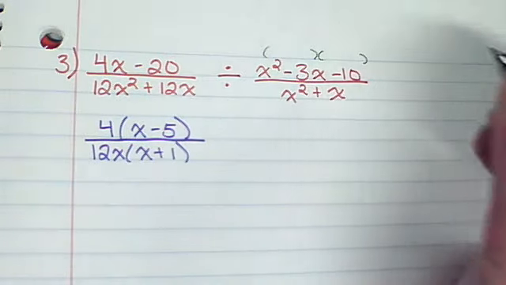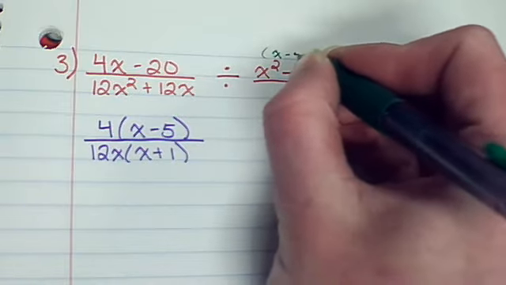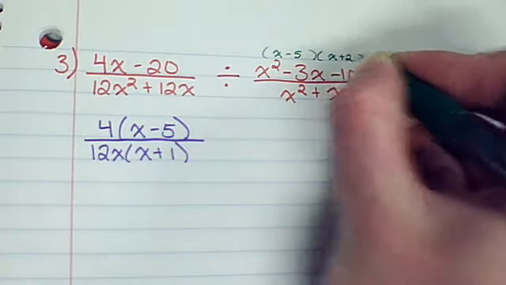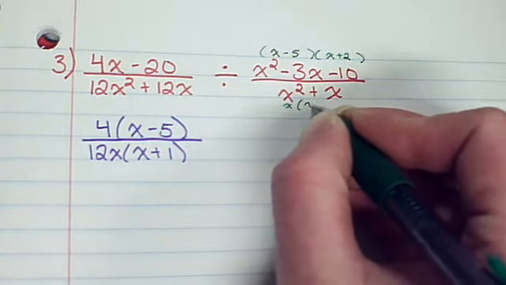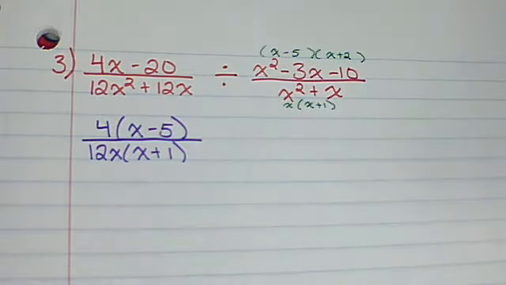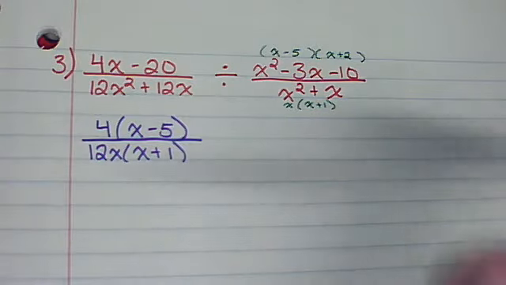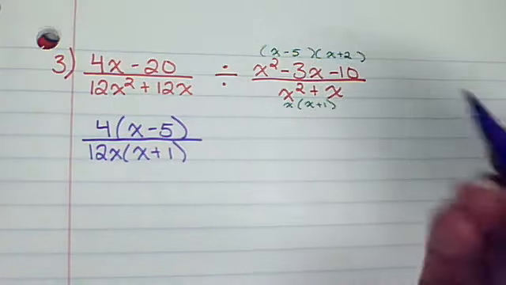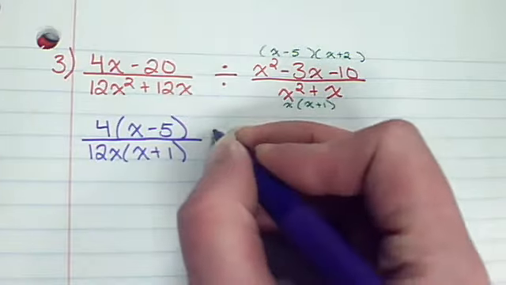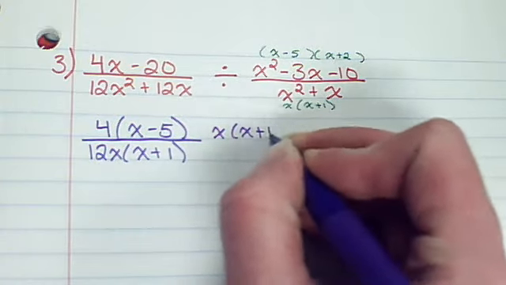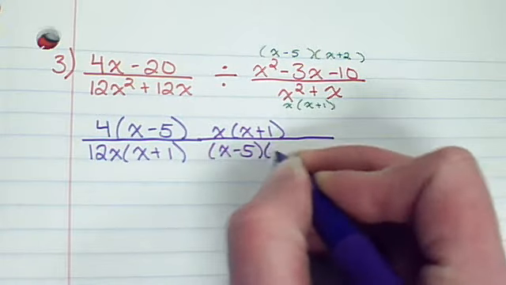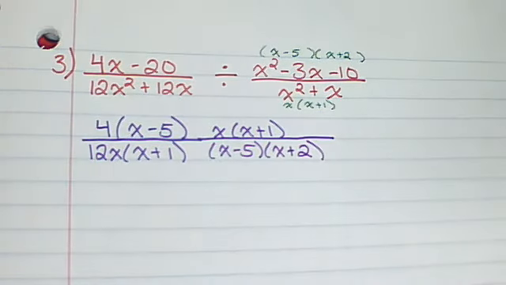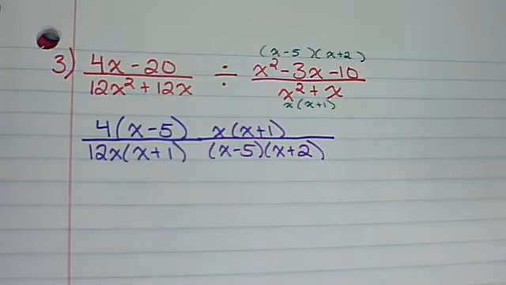What does that factor into? Well, that would be an x minus 5 and x plus 2. And the denominator, an x could factor out. So that'd be x times x plus 1. Now that's handy, because now I'm going to flip or take the reciprocal of that fraction and get x times x plus 1 over x minus 5 times x plus 2. And now all I have to do is look for my common factors and divide them out.